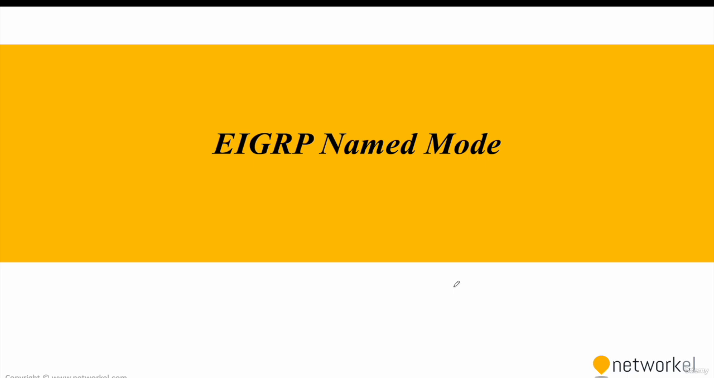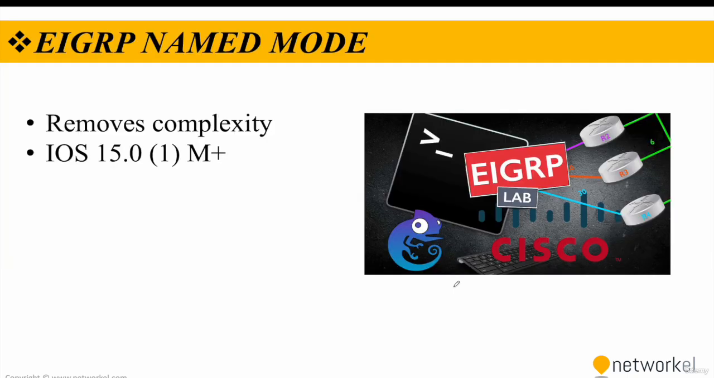In this video, we will talk about EIGRP named mode, guys. Configuring EIGRP for both IP version 4 and IP version 6 on the same router can become a complex task because the configuration takes place using different configuration modes.